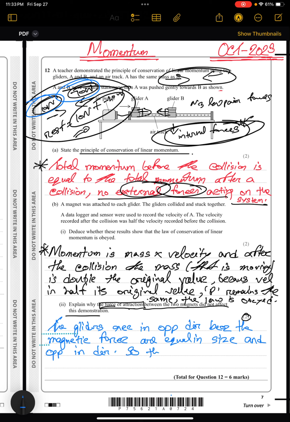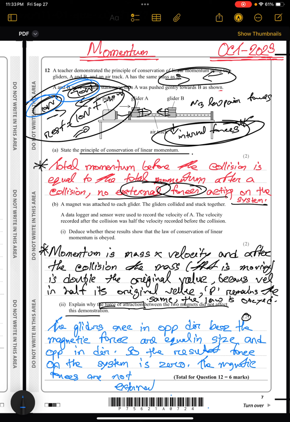So the resultant force on the system is 0. And another thing that you can mention is the magnetic forces are not external forces. These are the 3 points that you can learn from this.